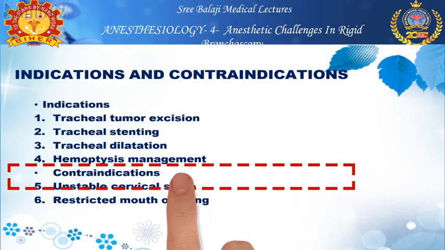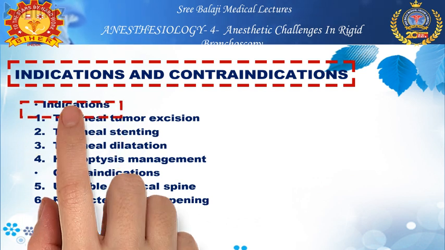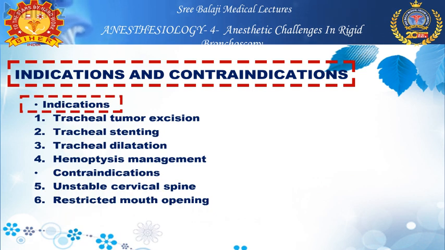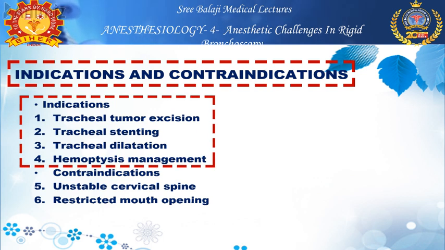First, we should know about the indications and contraindications for the usage of rigid bronchoscopy. In recent times, the introduction of flexible bronchoscopy has made interventional procedures in the trachea as well as in the lungs quite easy. But there are conditions in which the flexible bronchoscopy may not be useful and only rigid bronchoscopy has to be used. Such conditions are: the first one is tracheal tumor excision, second, tracheal stenting, third, tracheal dilatation in patients who have developed stenosis following acid consumption, and management of hemoptysis.